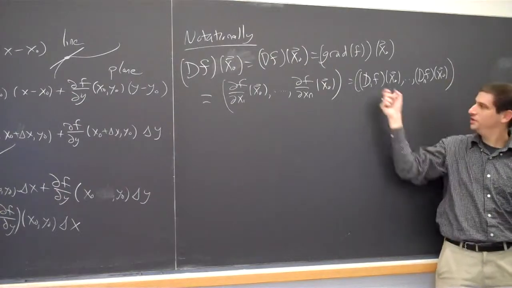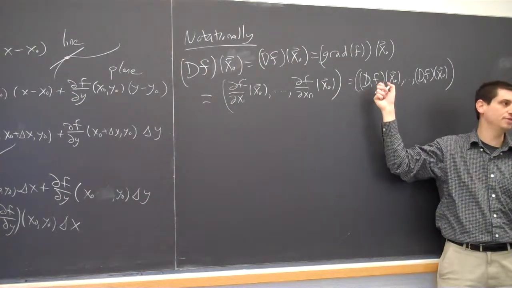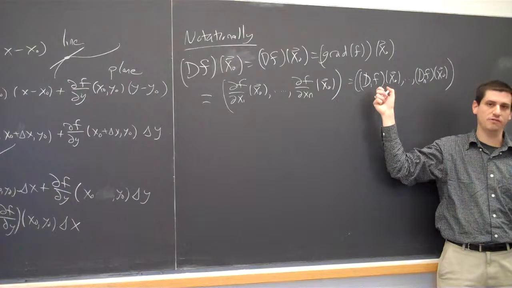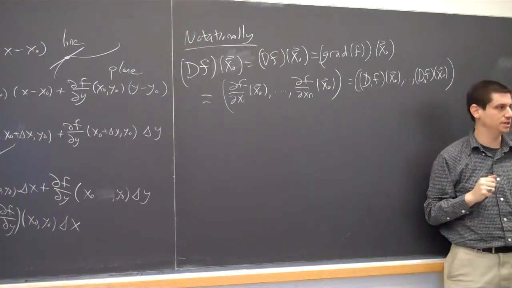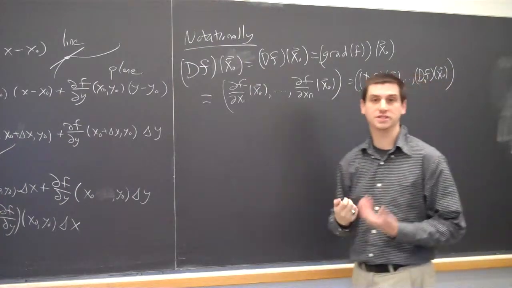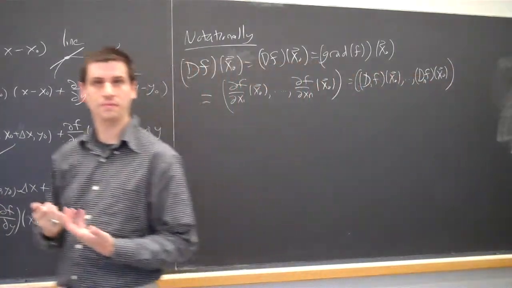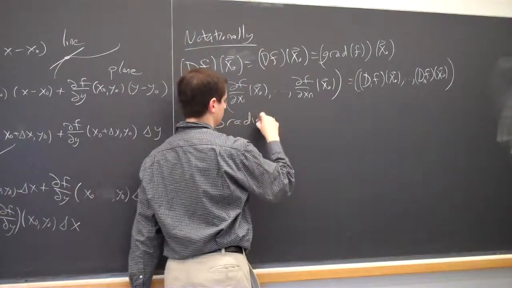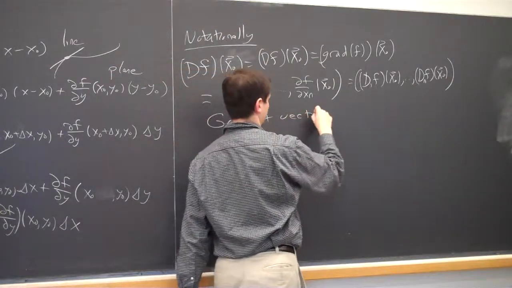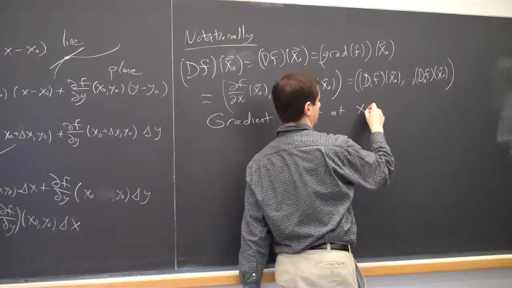Why do you think we like to put these? Well, we use the letter d for derivative. And so rather than writing d by dx1, d by dx2, some people like to just write big D. For formatting purposes, it's sometimes a little bit nicer. And they call this the gradient vector at x naught.